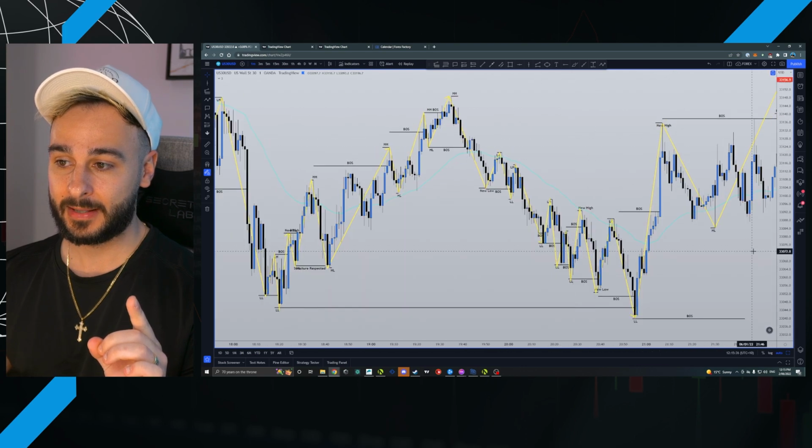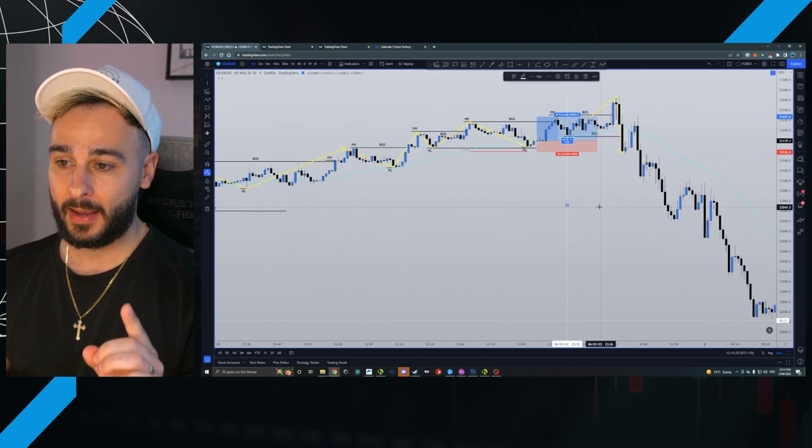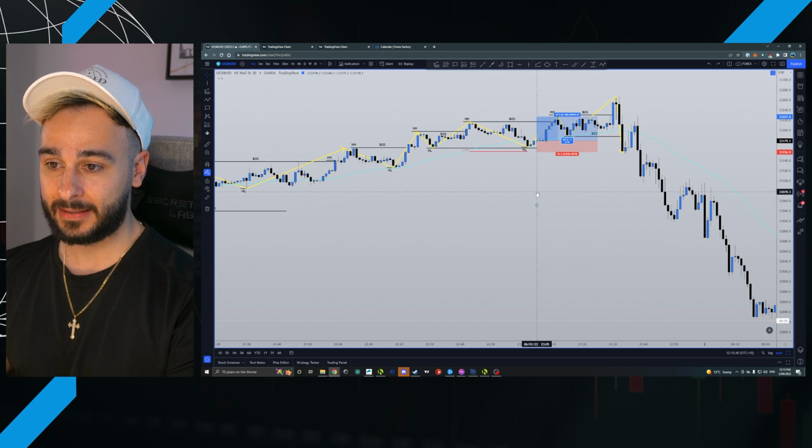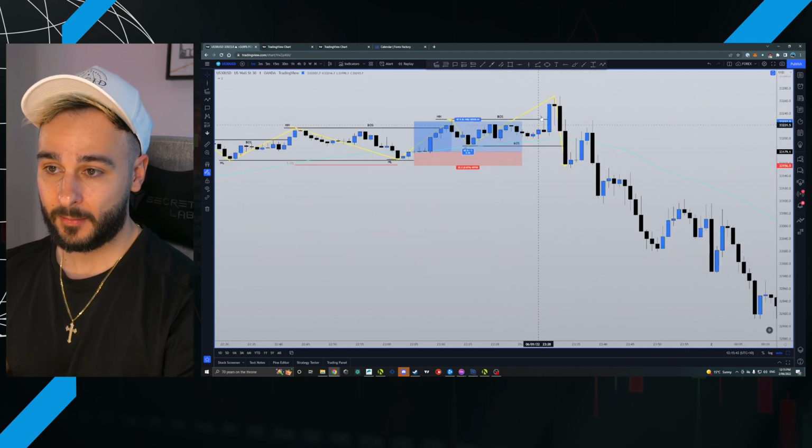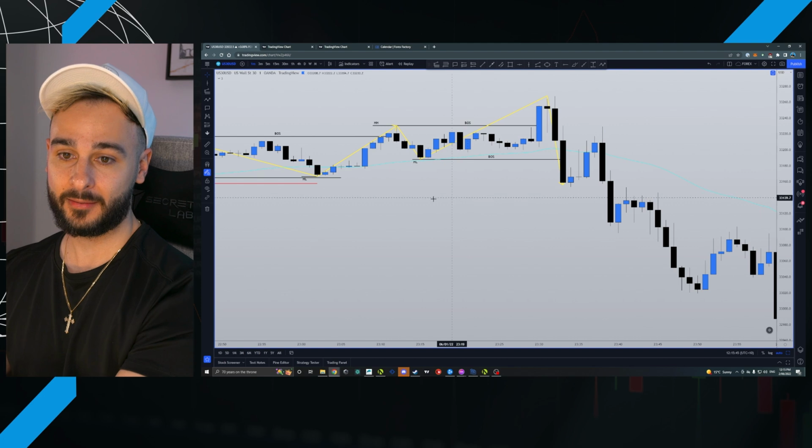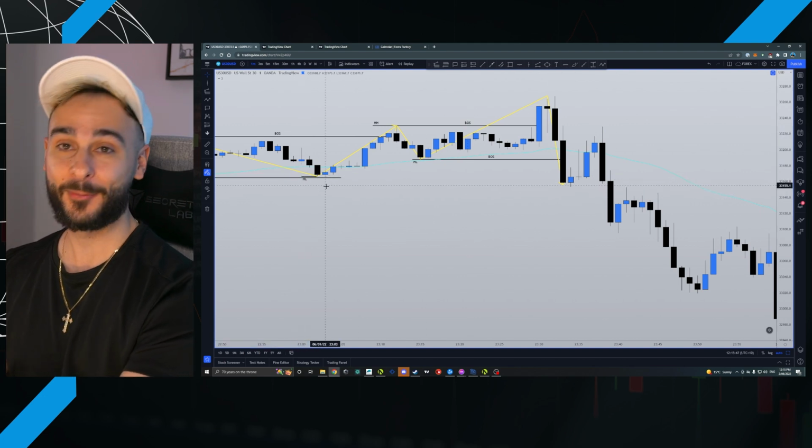All right, so let me get rid of that TDI indicator. And then once again, we can now see what happens. Price breaks below structure. Let me get rid of that, because that will be for another video.